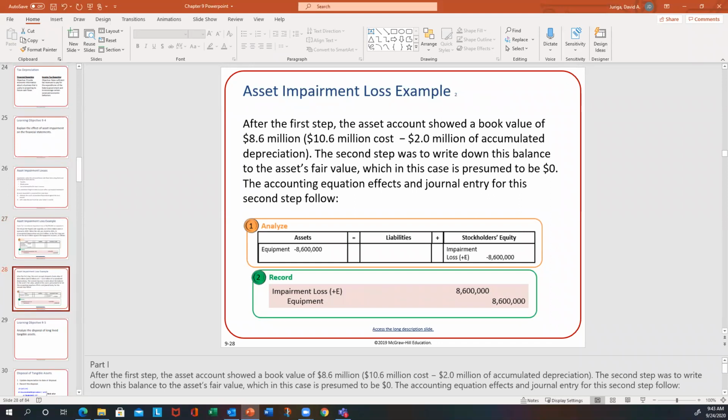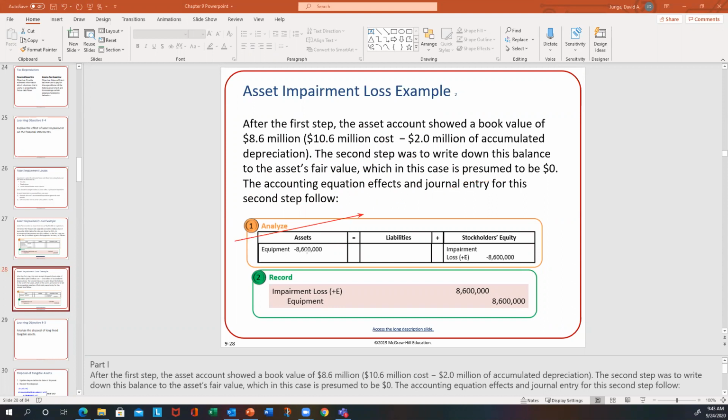And then notice, after you do that, the asset account showed again, it had a book value of 8.6 million. The second step, you have to write down that balance to their fair value, which in this case, you're assuming it's worth 0 or nothing.